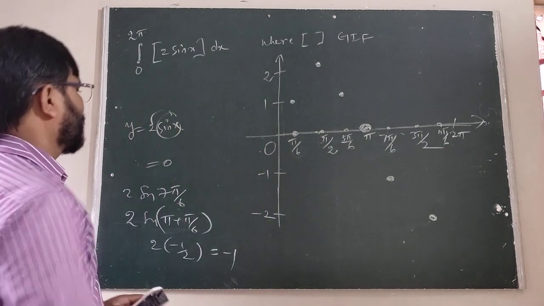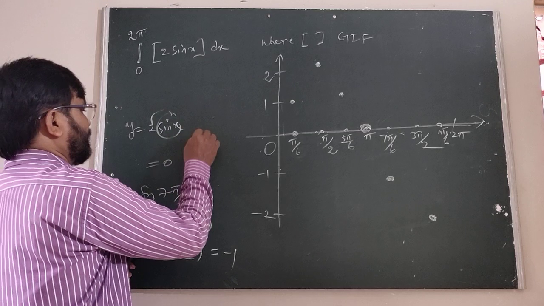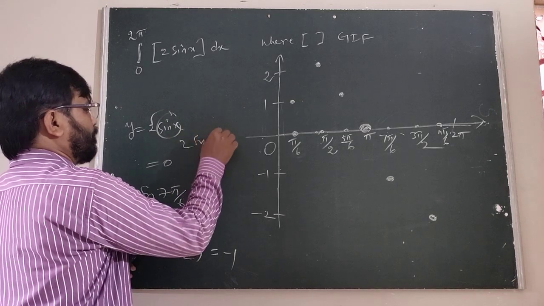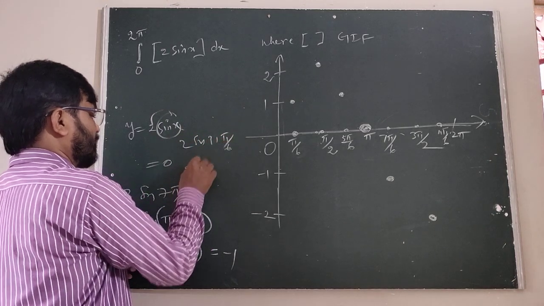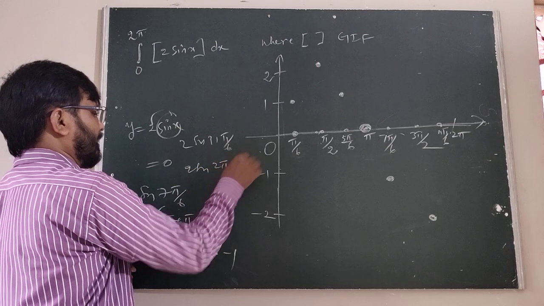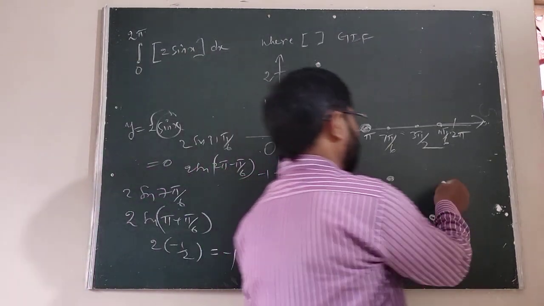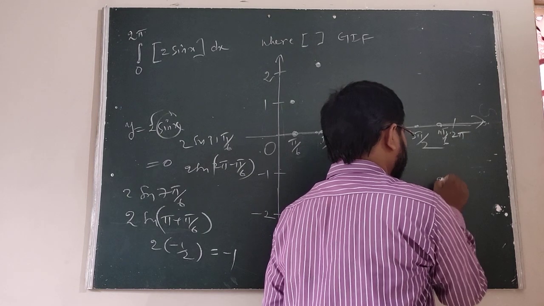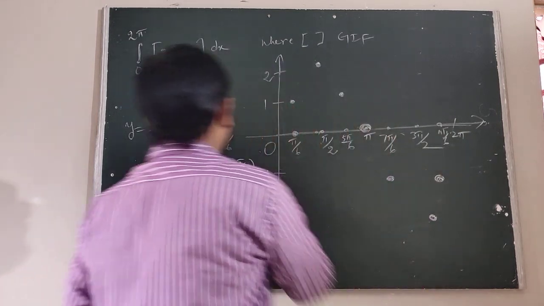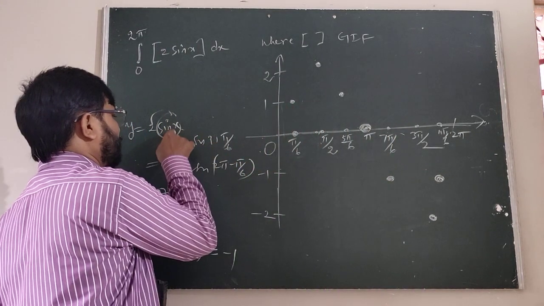Now 11 pi by 6. Sine of 11 pi by 6 can be written as 2 into 2 pi minus pi by 6. Fourth quadrant, minus 1 by 2. Then it will also be minus 1. Now the sine of 2 pi, the sine of n pi, we know that is 0.